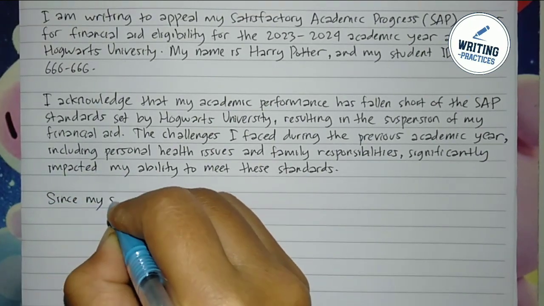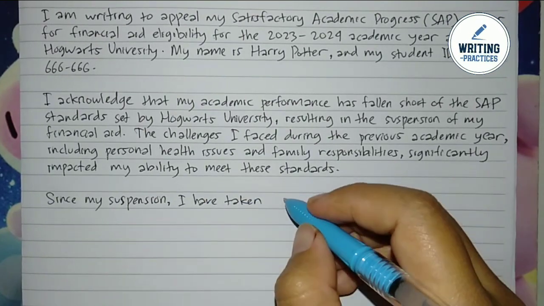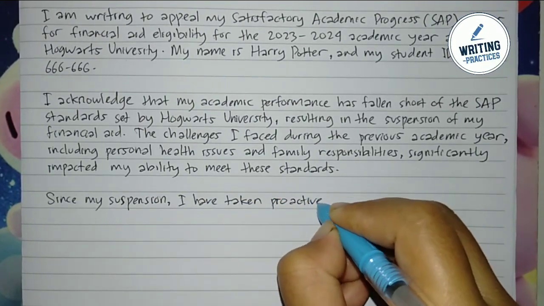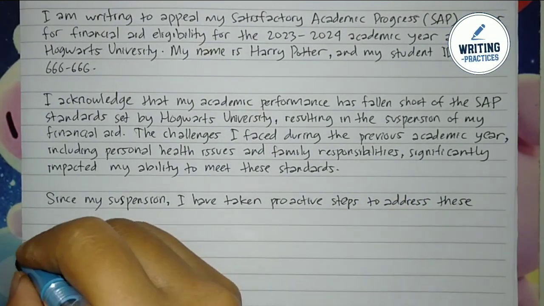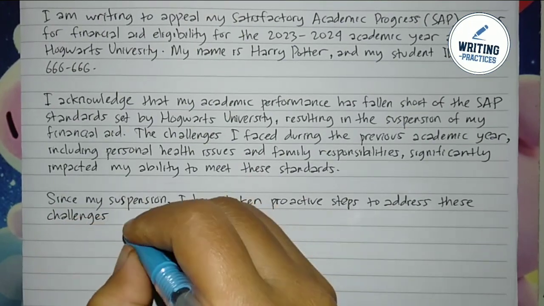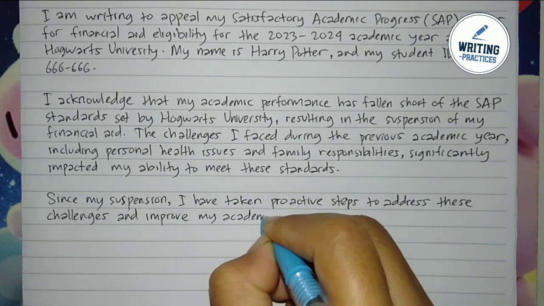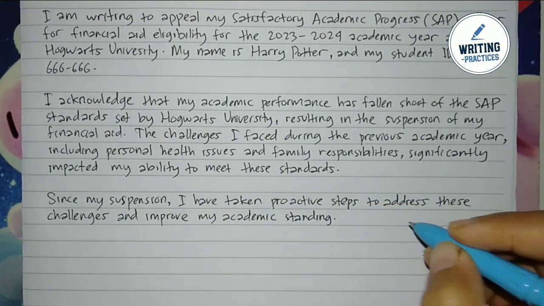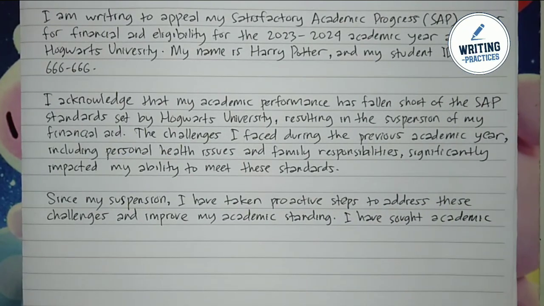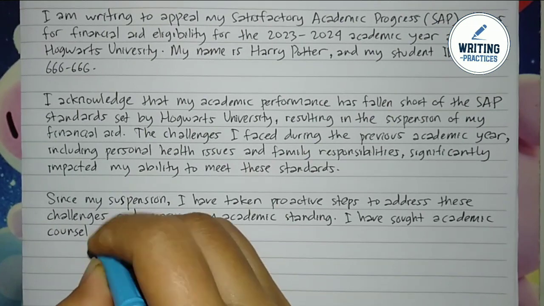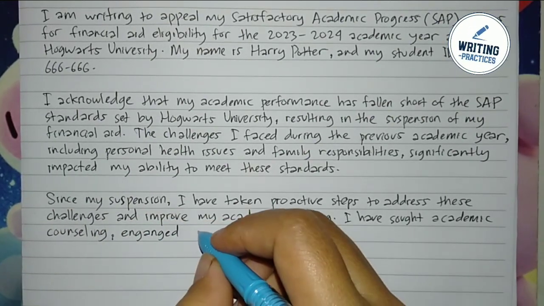After stating that you acknowledge your bad performance, and explaining the reason, in this third paragraph, you can continue by convincing the recipient that you have changed. You need to write all the details of how you try your best to improve your academic performance after your suspension. So, you can write, Since my suspension, I have taken proactive steps to address these challenges and improve my academic standing. Of course, you must be honest. Instead of giving promises that you will do better, you can prove it. Write all the details of how you are trying to improve it.